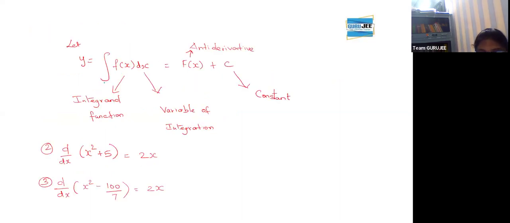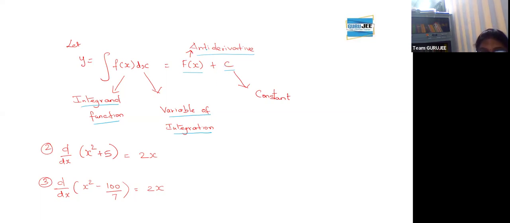So the basic formula for integration is y equal to integral of f of x dx, wherein f of x we call the integrand function, and dx is called the variable of integration. Once you complete integration, it will give you the result capital F of x, which is called the antiderivative, plus C. So it is a must.